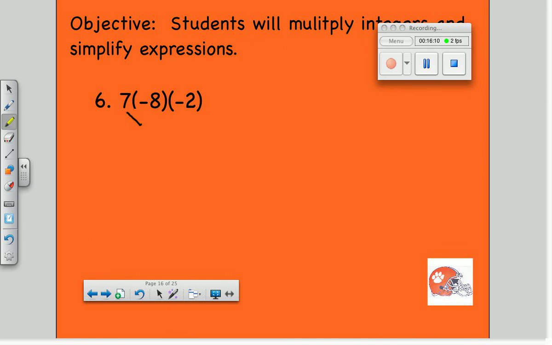Love to hate. That's bad. 56. And we still need to multiply by our negative 2. Hate to hate. That's good. So that's going to be positive. And 56 times 2 is 112. Positive 112.